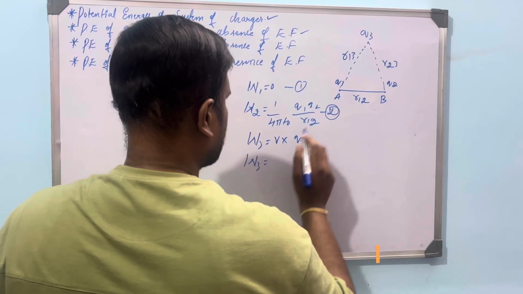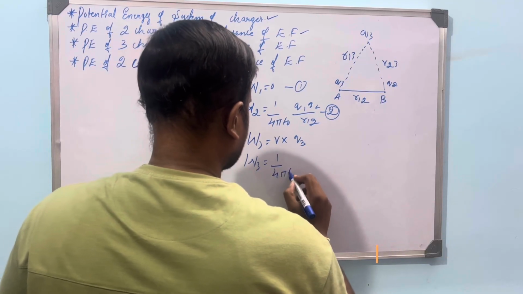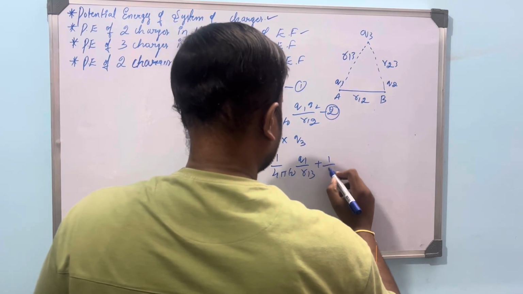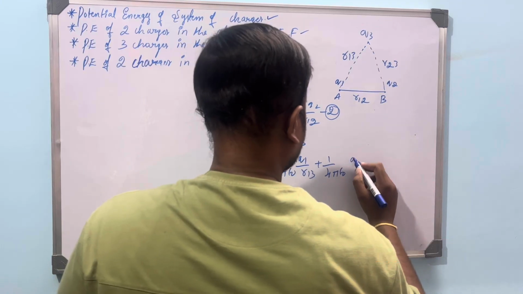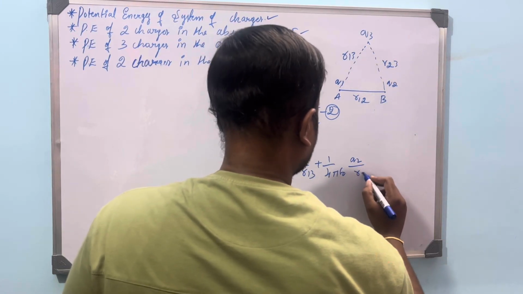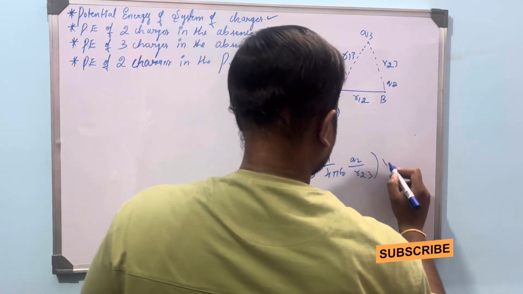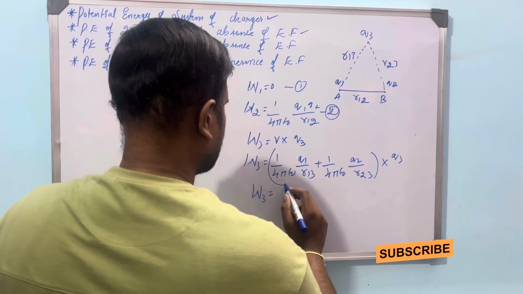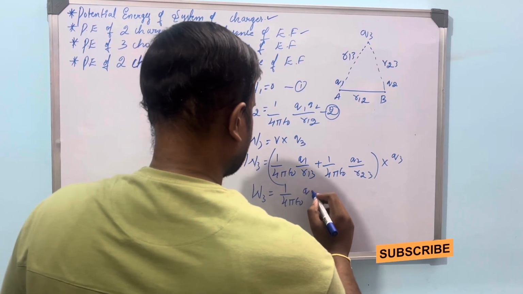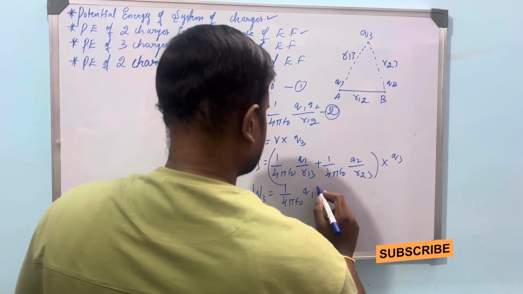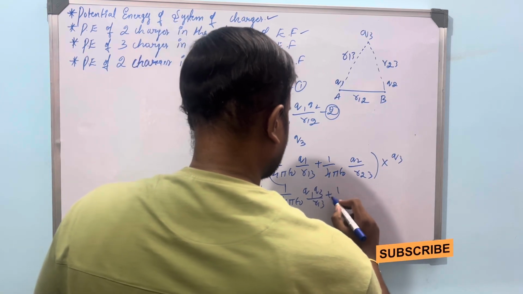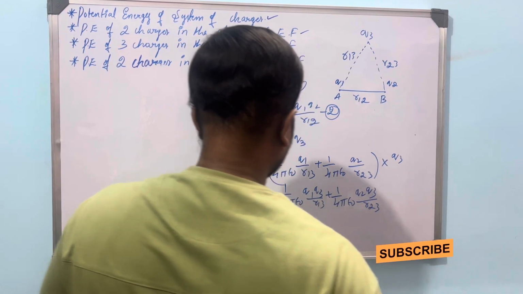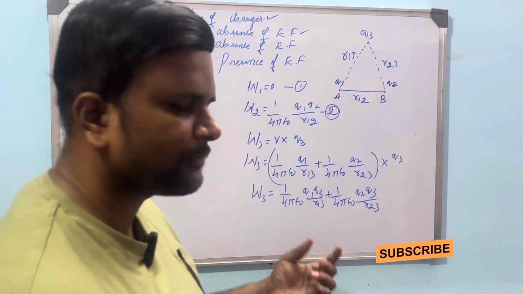So W3 is equal to the potential due to q1, 1 divided by 4 pi epsilon naught q1 divided by r13, plus 1 divided by 4 pi epsilon naught q2 divided by r23, multiplied by the charge q3. Now W3 is equal to 1 divided by 4 pi epsilon naught, q1 q3 divided by r13 plus q2 q3 divided by r23. This work done is stored as potential energy inside the charges.